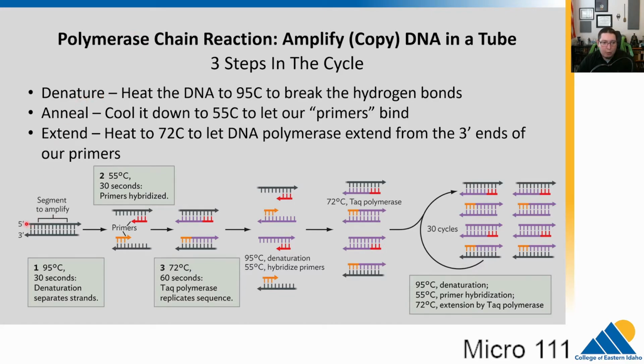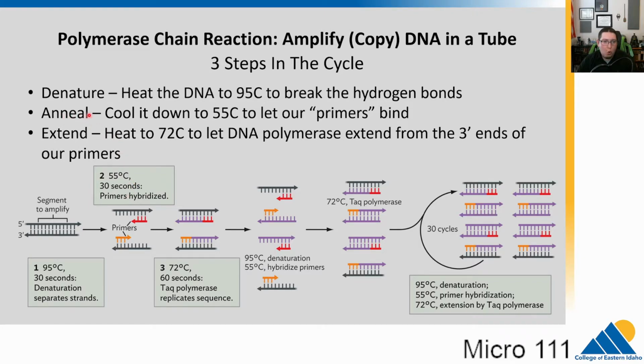So DNA, right, double-stranded DNA is held together by hydrogen bonds. In the first step, we are going to denature or break the hydrogen bonds. And to do that, we're going to add heat. We're going to heat the DNA up to 95 degrees C to break the hydrogen bonds. Okay, that splits open the DNA.